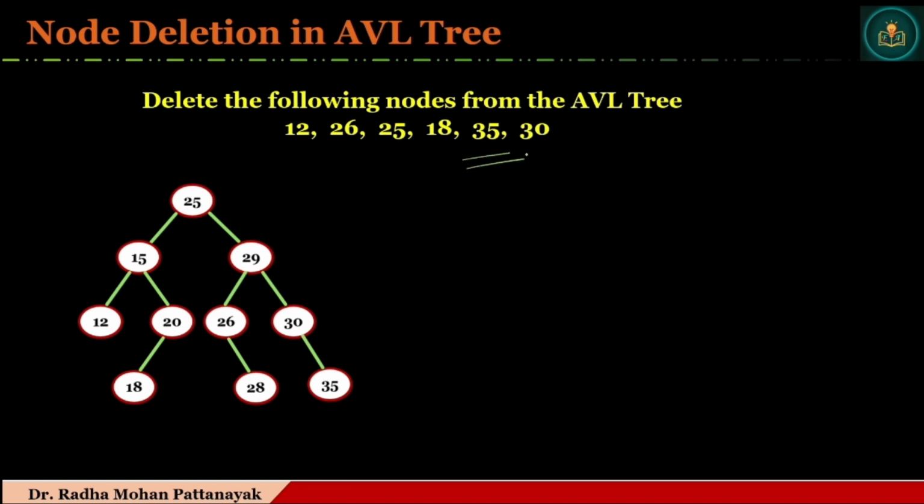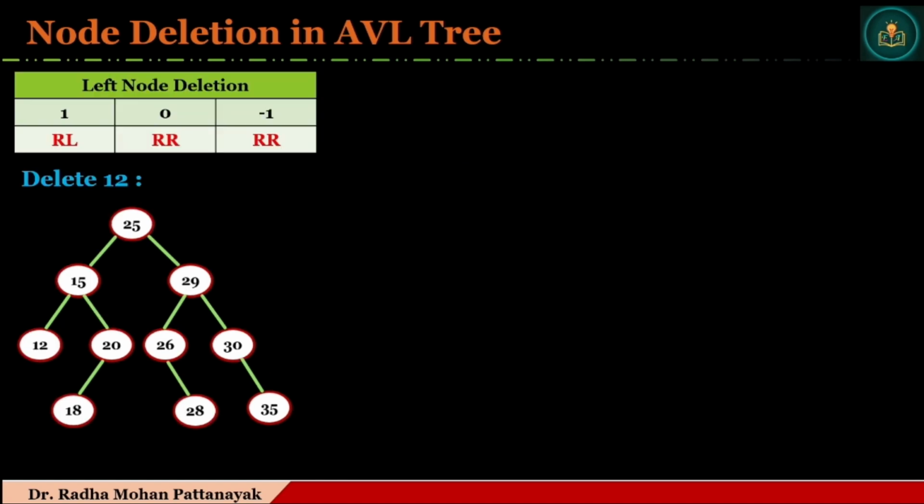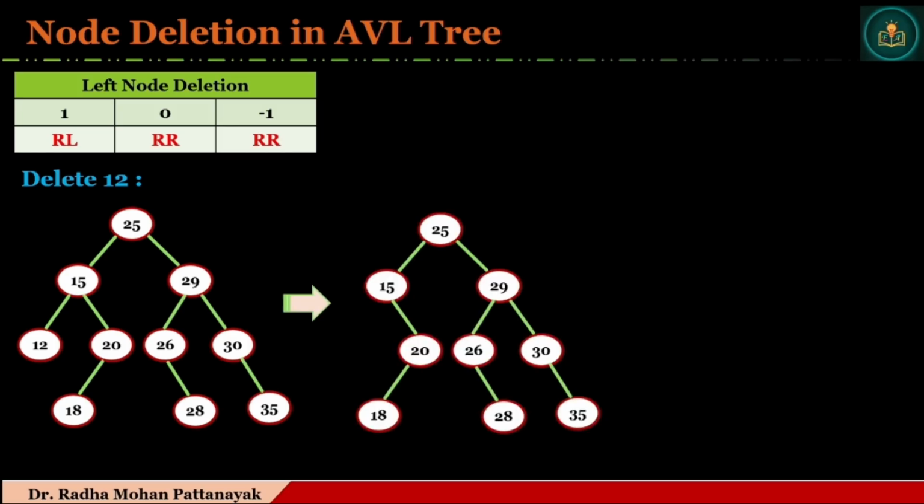We will delete one by one. We will delete 12. 12 is a leaf node. Simply delete it. So I deleted the 12 now. Now after deletion of 12, find the balance factor of each and every node. Now you can observe here, after deletion of 12, the balance factor of 15 got imbalance, right?